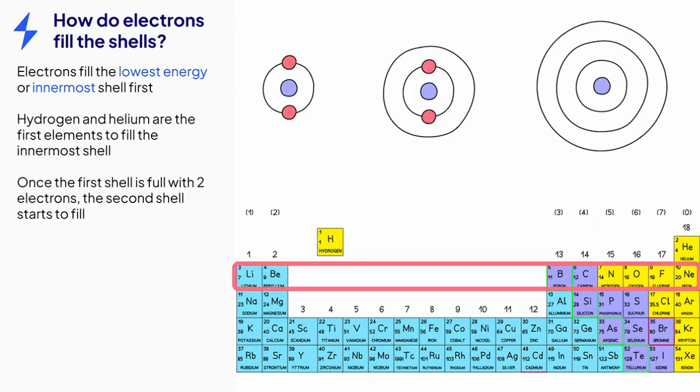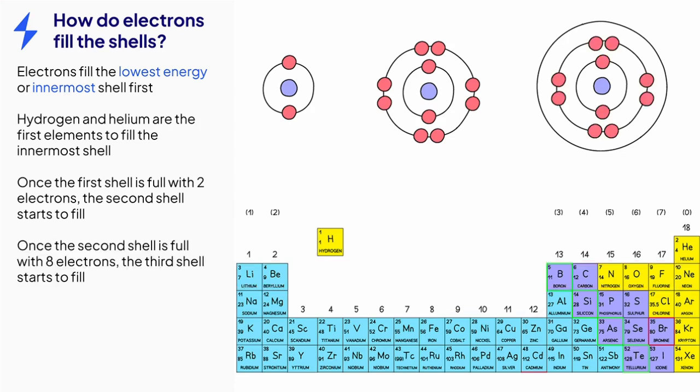Now that the first shell is complete, the second shell starts to fill. The second period of the periodic table contains 8 elements, and the second shell can hold a maximum of 8 electrons. So, we can see a lithium atom with 3 electrons, beryllium, boron, carbon, nitrogen, oxygen, fluorine, and neon with a full outer shell of 8 electrons.